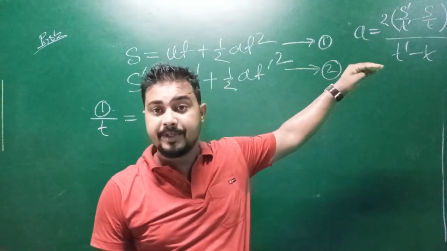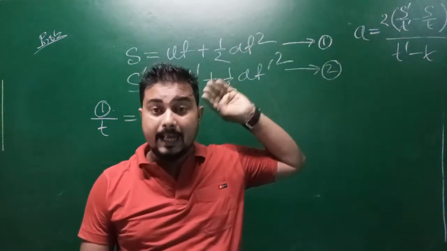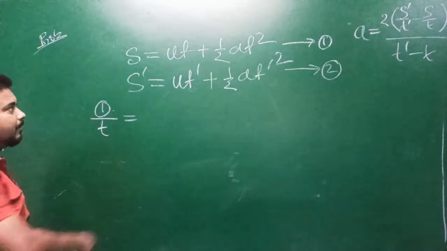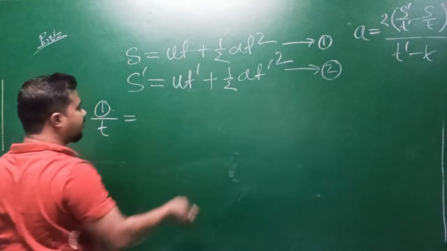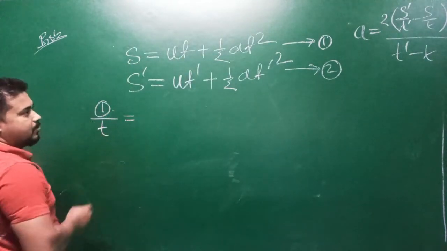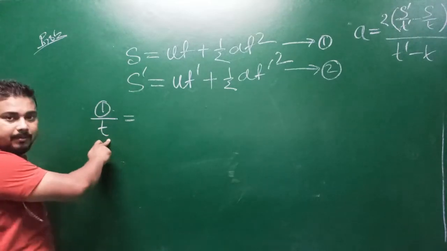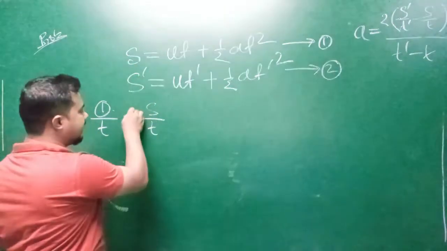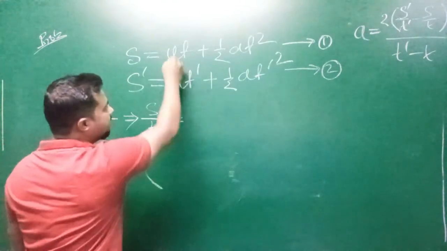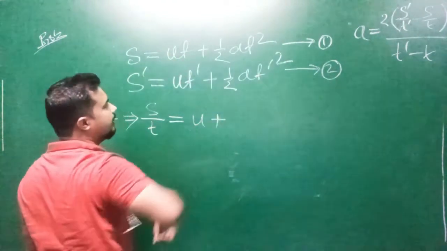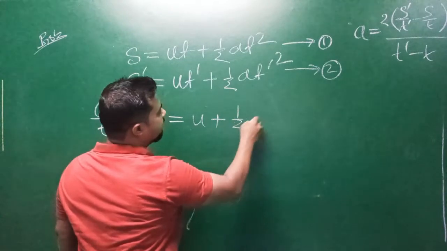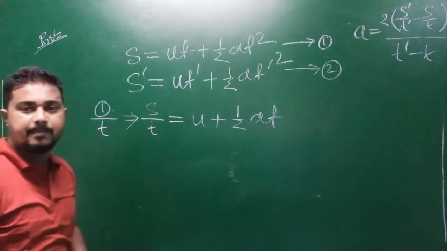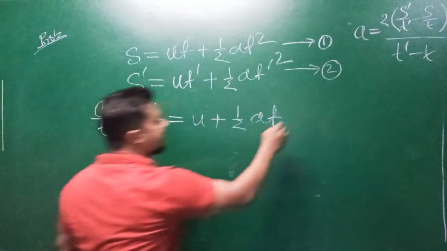Then equation 1 divided by t gives s by t on the left hand side, and on the right hand side we get u plus half at, because one t is skipped out. We mark this as equation number 3.